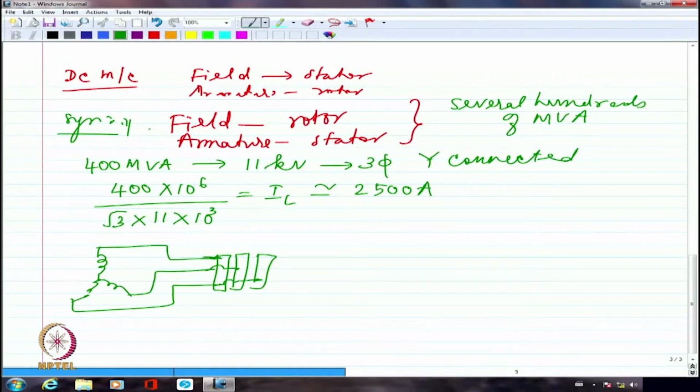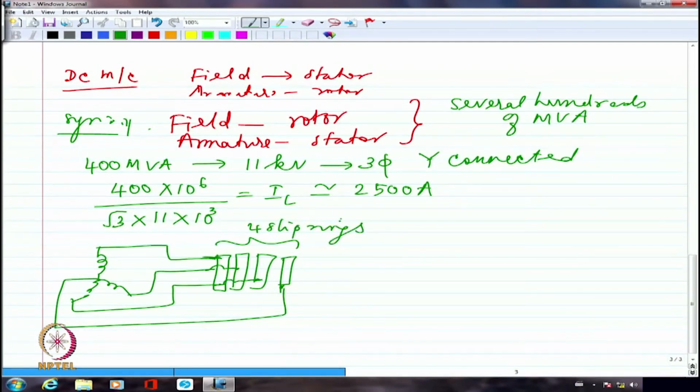Very often I might have to bring out the neutral, because the neutral will normally be grounded, and the ground will also be connected to the body of the machine. So I don't get a shock when I touch the body of the machine by any chance. All of them will be at ground potential. There will not be any floating value anywhere. So I might have to bring the neutral also, which will correspond to 4 slip rings, and every slip ring will have a brush arrangement, and from the brush I have to collect the current to the external world.